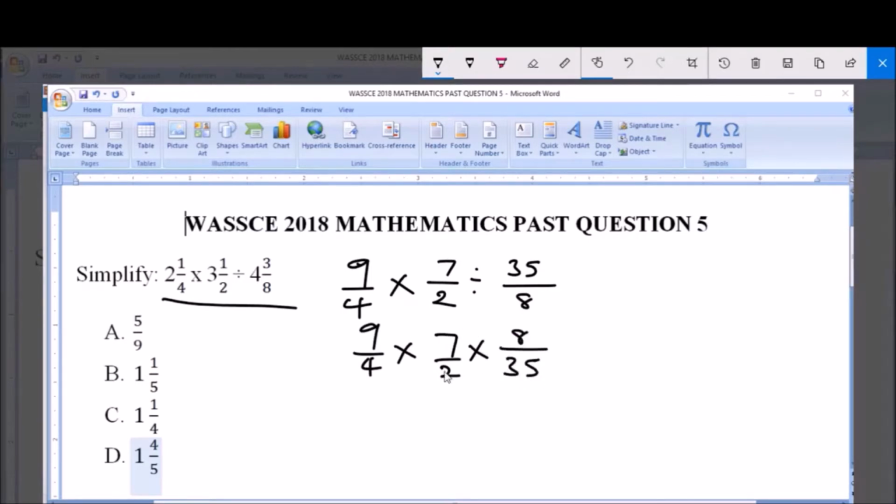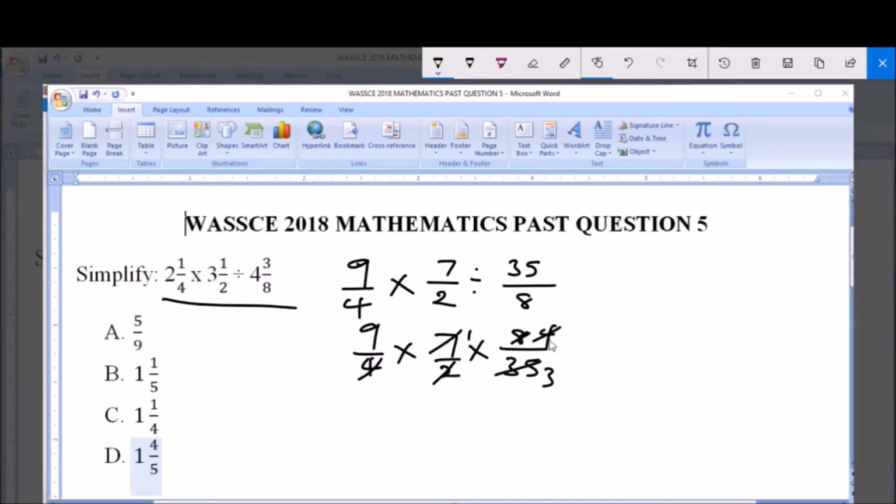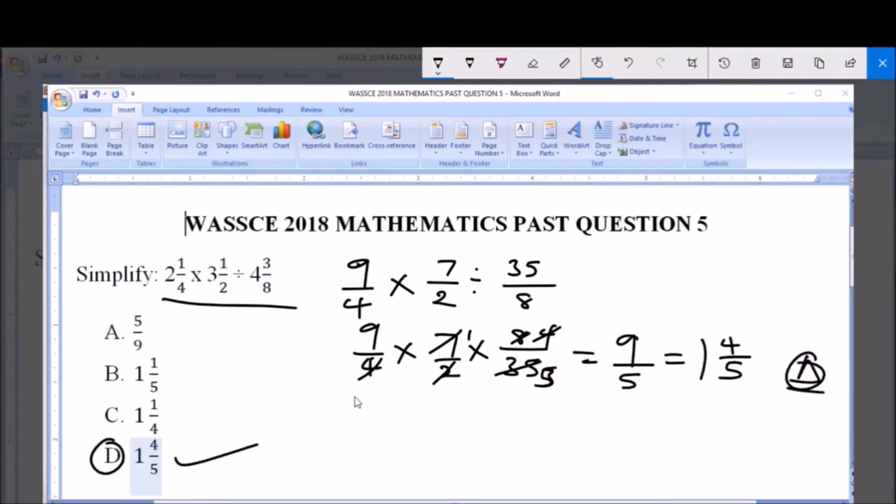Now from this we can cancel out. 2 can go into 8 4 times, and 4 can go into 4. 7 can go into itself once and can go into 35 5 times. So therefore we have 9 all over 5. Now 9 all over 5 is the same thing as 1 whole number 4 over 5, and that is option D. So option D is the correct answer to this question.